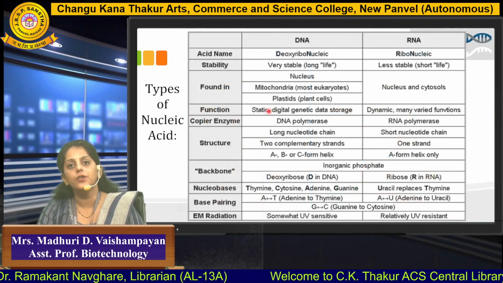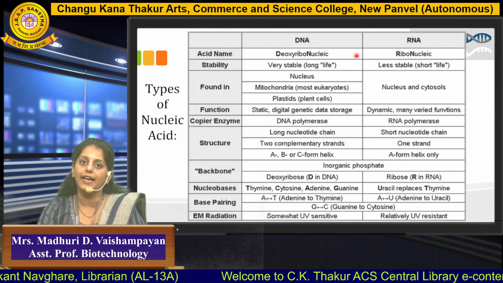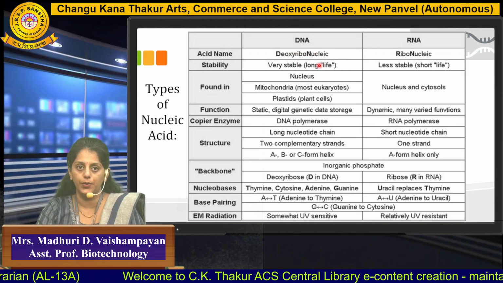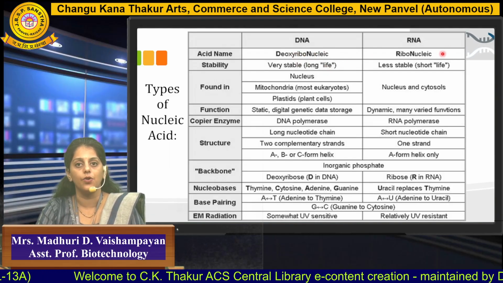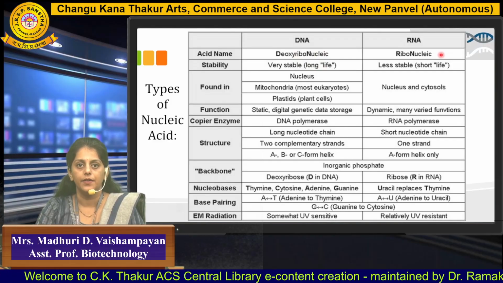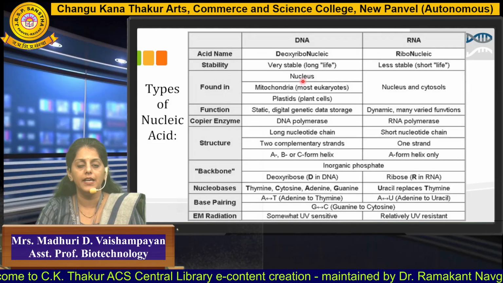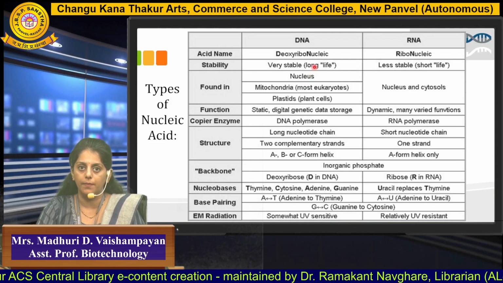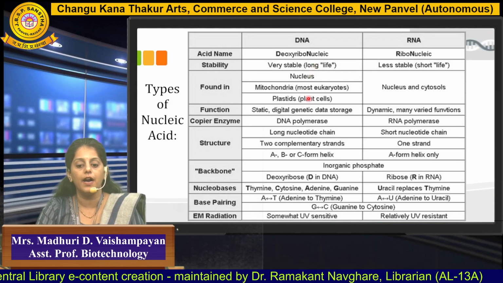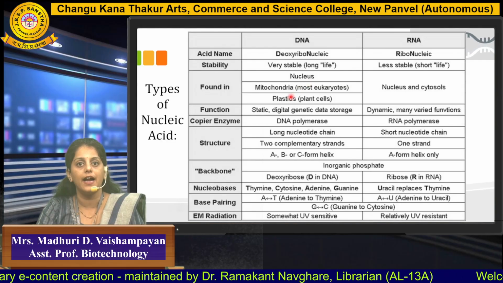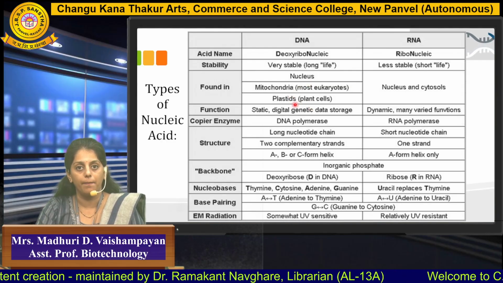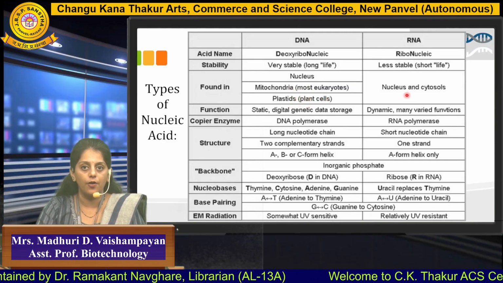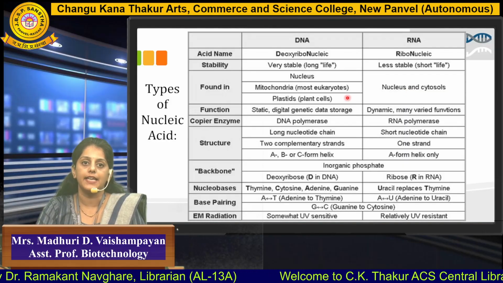This is the comparative study between your DNA molecule and your RNA molecule. Now, DNA is your deoxyribonucleic acid and RNA is your ribonucleic acid. Now, when the question comes to stability as compared to your RNA, the DNA molecule is very much stable, and it is commonly found in the nucleus, mitochondria, as well as in the plastids with respect to plant cells. RNA is commonly found in the nucleus as well as in the cytosol.